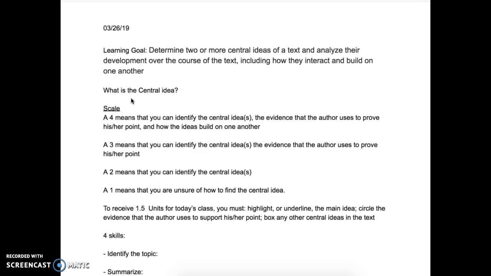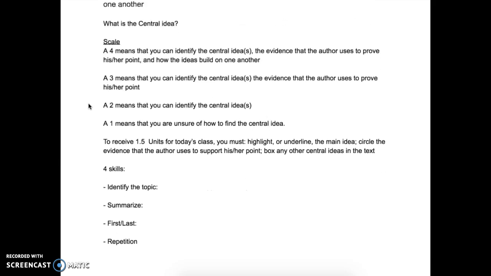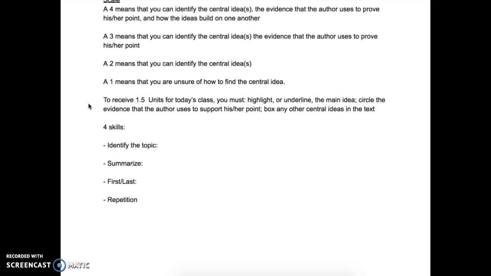Scale should look familiar. A 4 means that you can identify the central idea or ideas, the evidence that the author uses to prove his or her point, and how the ideas build on one another. A 3 means that you can identify the central idea or ideas and the evidence that the author uses to prove his or her point. A 2 means that you can identify the central idea, but you're not really showing that evidence and how the evidence leads to that central idea. And a 1 means that you are unsure of how to find the central idea.